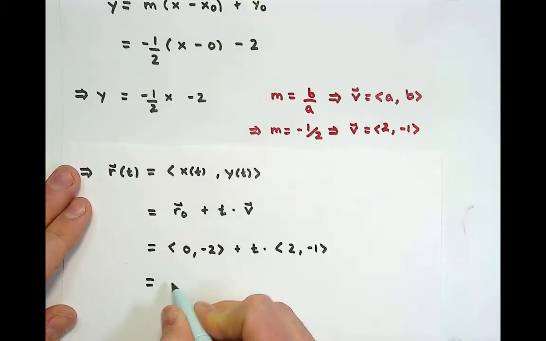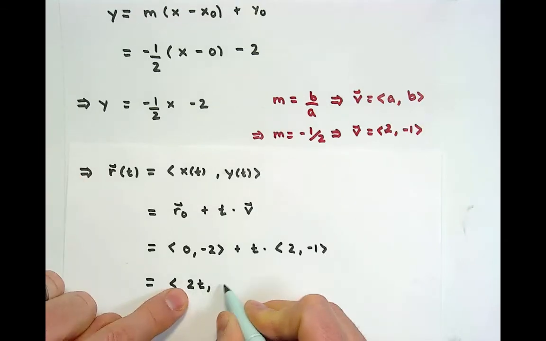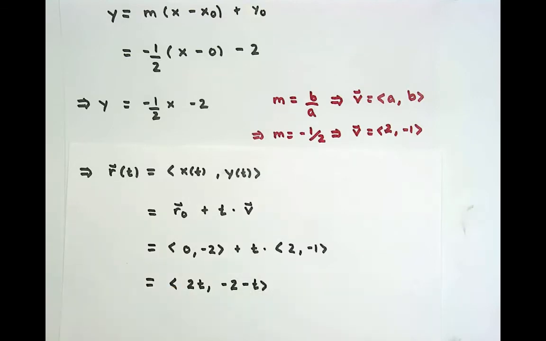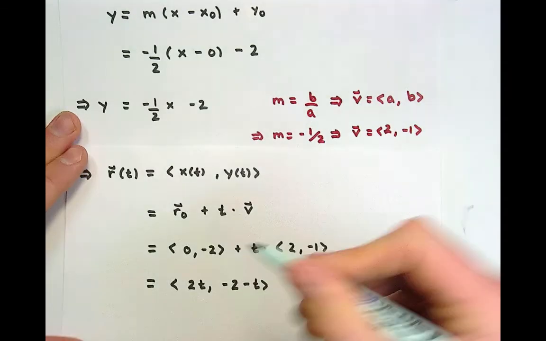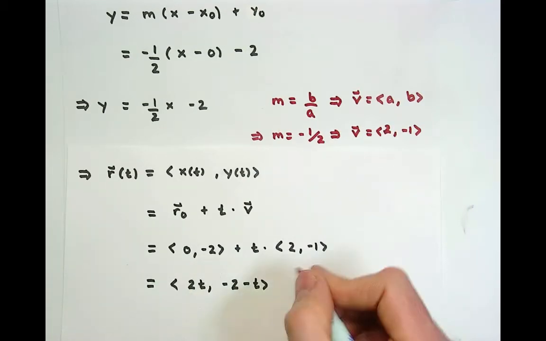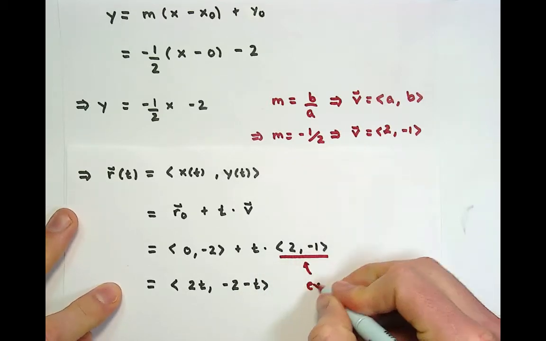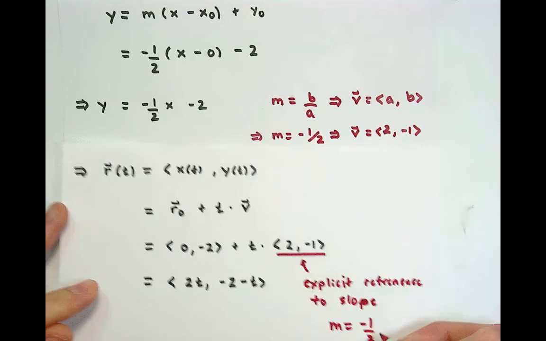And this now becomes the parametric equation, 2t, and then we have something like negative 2 minus t, and this gives us a way to represent the line in one-dimensional input, two-dimensional output. The reason that this is kind of useful is because this direction here, again, explicitly referenced the slope. So this is an explicit slope, slope m equal negative 1/2.